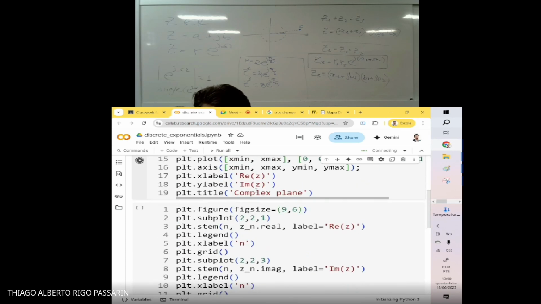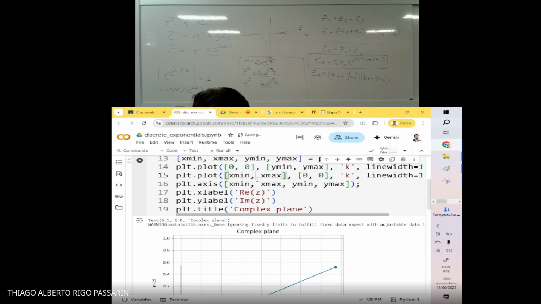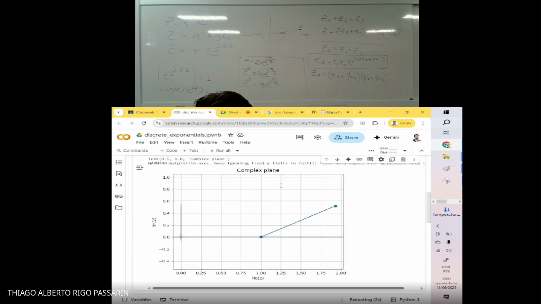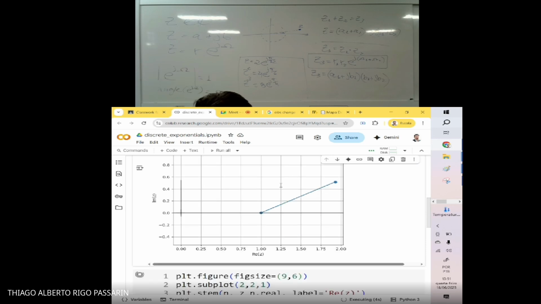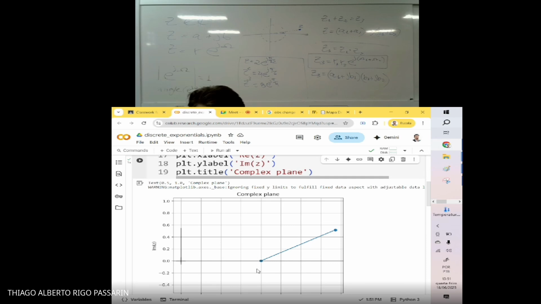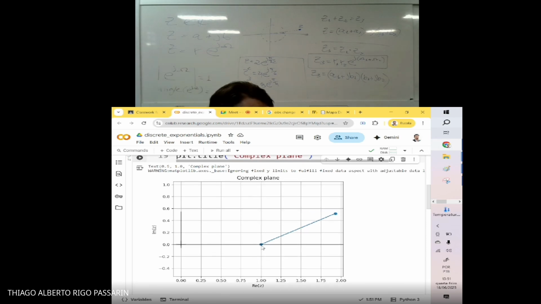What's happening here? Control F9, so we run all the cells. Okay, so here I have z to the 0, which is 1. Anything to the 0 is 1, purely real. Now I have z here. This is our z, which has radius 2, angle 15 degrees.